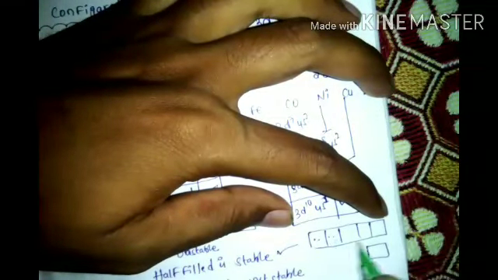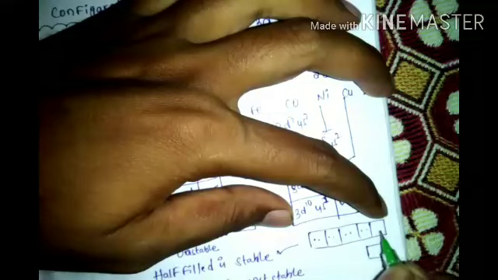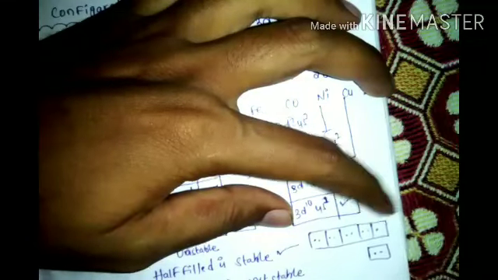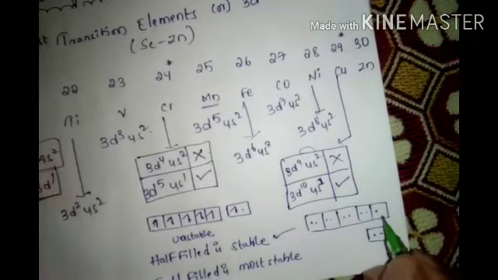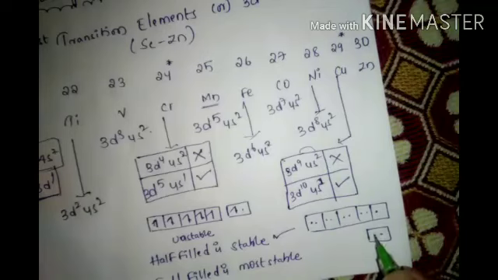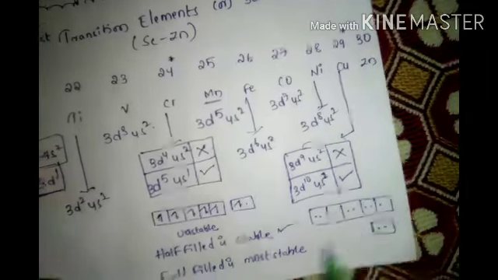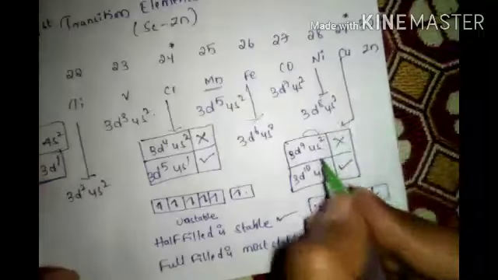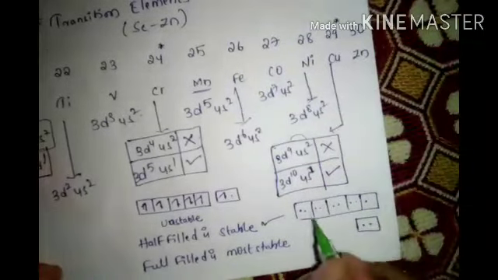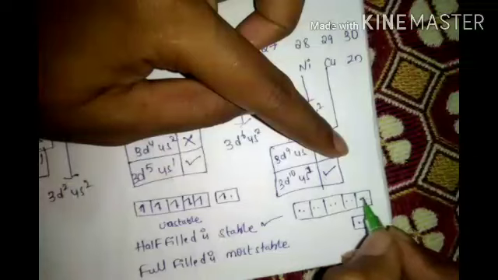One, 2, 3, 4, 5, 6, 7, 8, 9, 10, 11. Actually, electrons should be like this. Here one electron is less. So this electron is coming here. Full filled is most stable. So the copper compound is trying to be stable. So this electron will come here.